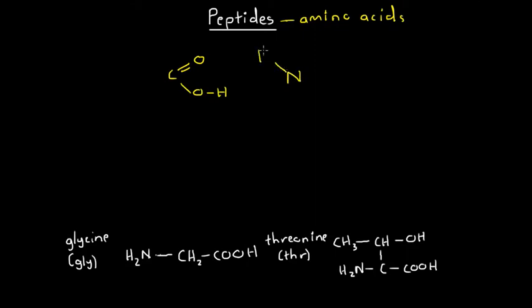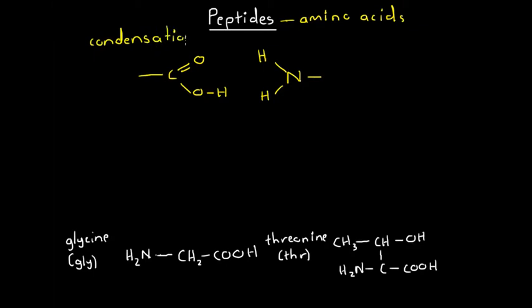And so if we want amino acids to bond together, then the best way for this to happen is for the amino functional group of one amino acid to bond with the carboxyl functional group of another amino acid. And so this can happen quite easily via a condensation reaction.